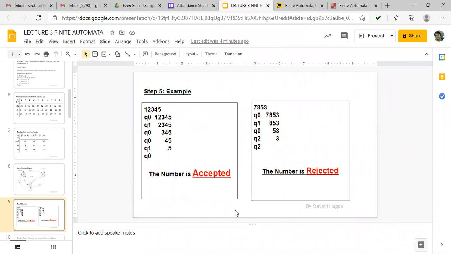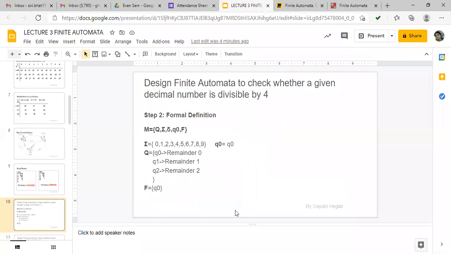Is there any doubt, students? Let me know if you have any doubt. Sure, you have no doubt? So then quickly we'll move on to the next example. This I'll not be solving. You have to tell me the answer for this.